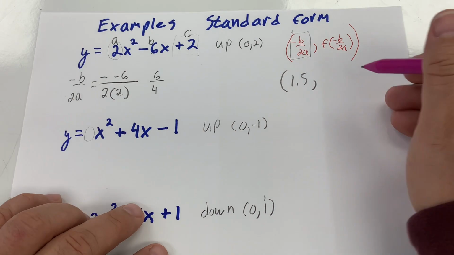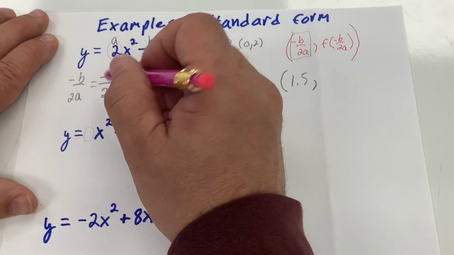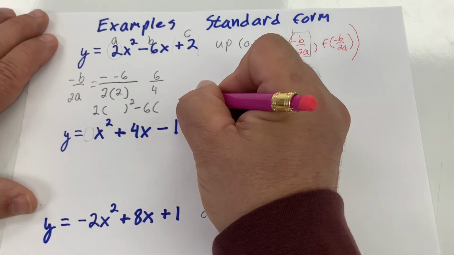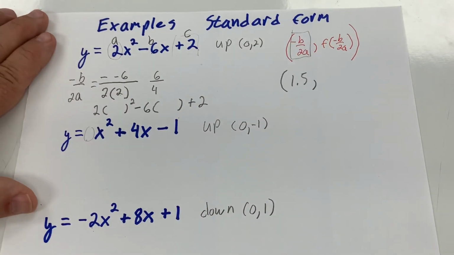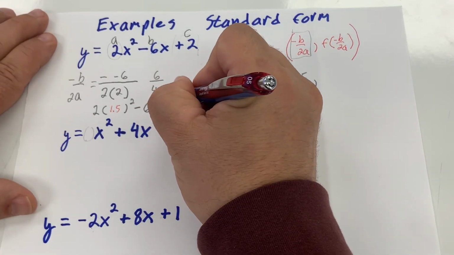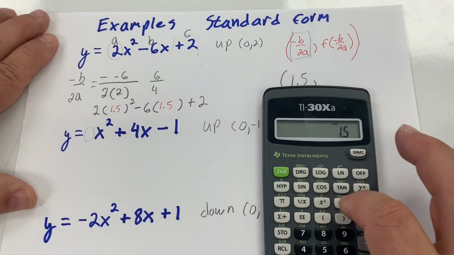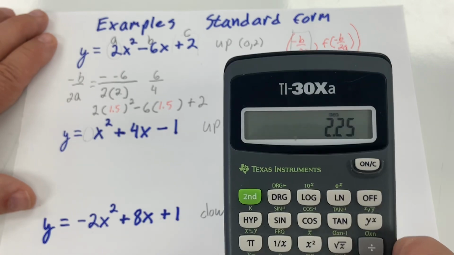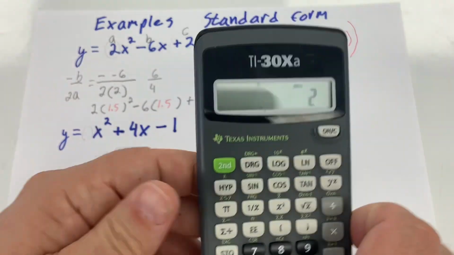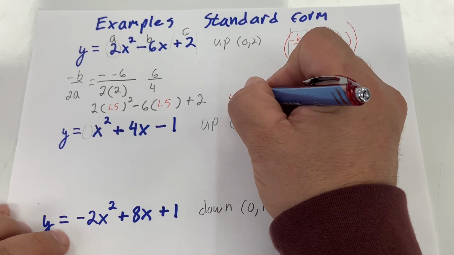Now to find the y value, that's a little trickier. I have to take that 1.5 and plug it back into the original equation. So I'm going to write this down. 2 times 1.5 squared minus 6 times 1.5 plus 2. I'm going to take that 1.5 and plug it in. So 1.5 times 1.5. 1.5 squared is 2.25. And then I'm going to multiply that by the 2 out front. Times 2. And that's going to equal 4.5. So this first term is going to equal 4.5.